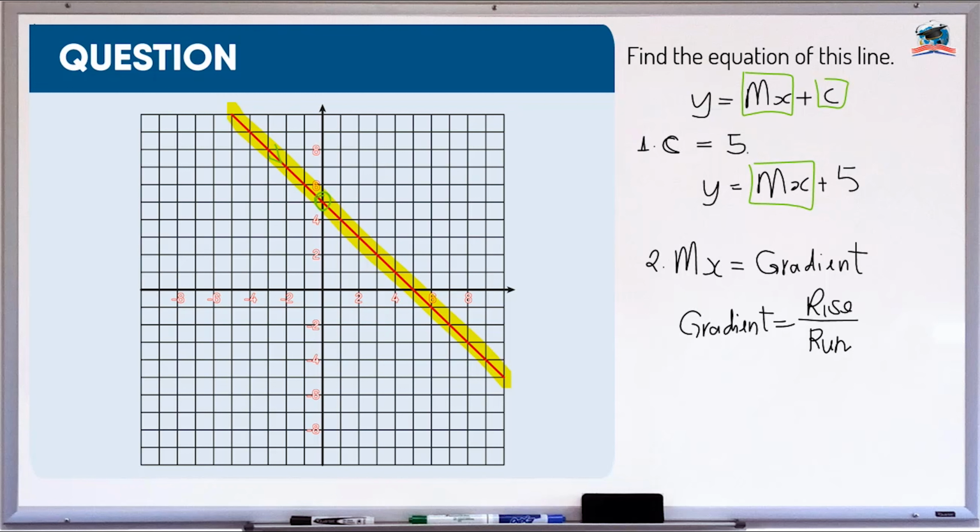But before we go into that, we can also observe that our graph is going down. Let's look at it again. You read from left to right, and it goes down. It crosses the y-axis there and proceeds down. That means our gradient is negative. So whatever we get as our gradient is going to have a negative sign.